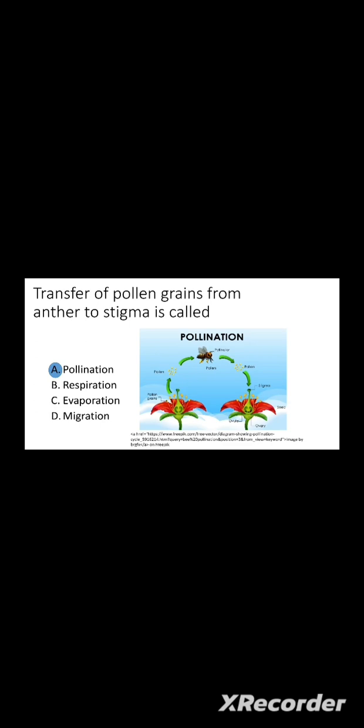and pollen grains get transferred on the green colored part which is having a stigma on the top, and style and the ovary. So this is the female reproductive part. So the transfer of pollen grains from male reproductive parts to the female reproductive ones is called pollination.